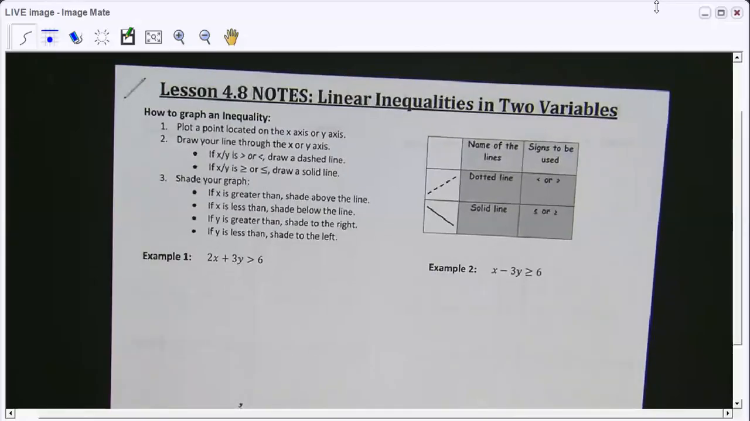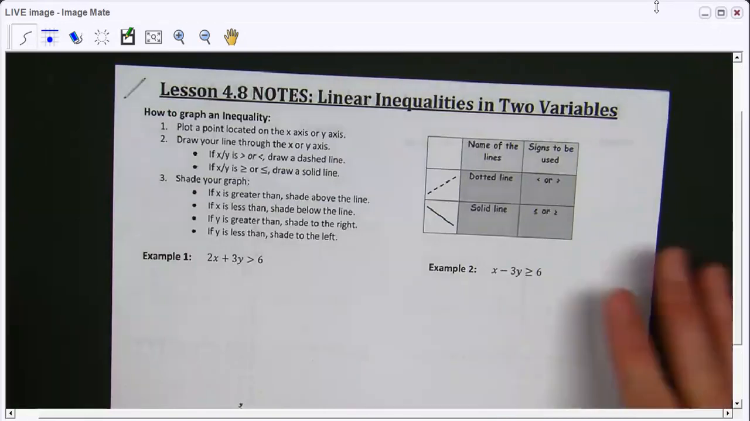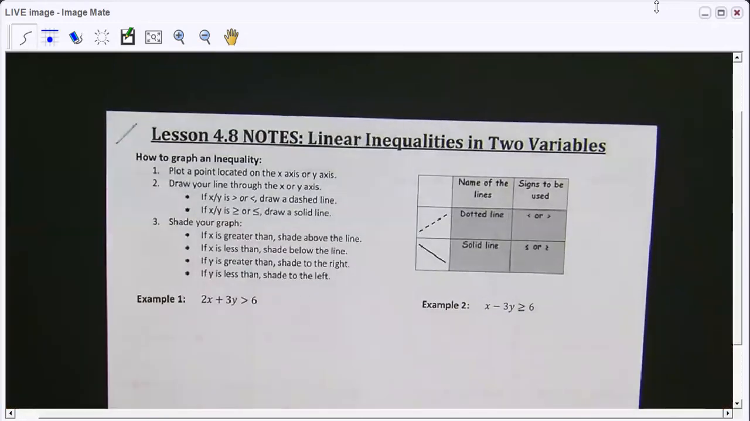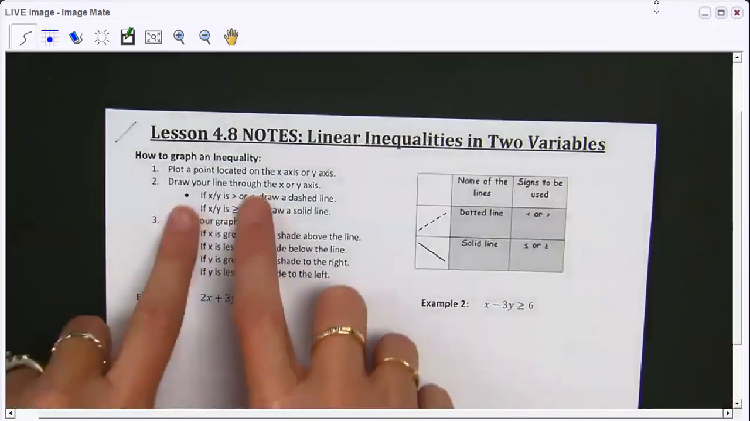So today we're doing our last lesson of chapter 4, still working with inequalities. And we are focusing on rearranging inequalities into slope-intercept form and then graphing them and shading all of our possible solutions. So just a refresher on some of this.